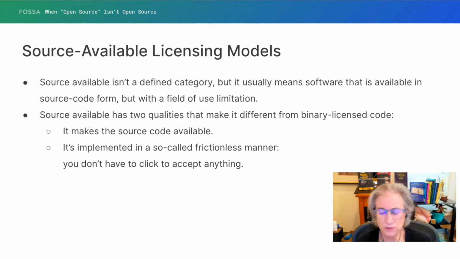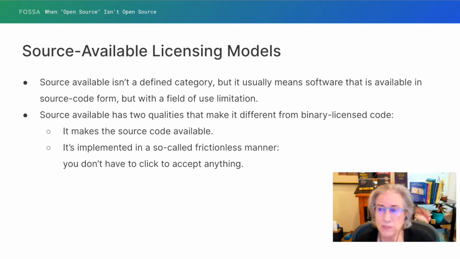A field of use limitation is an old term in IP licensing, and it can refer to, say, a technology area, a market, a geography, or a kind of use. The thing about source available licenses that makes them look a lot like open source licenses is that they're implemented in what I would call a frictionless manner.